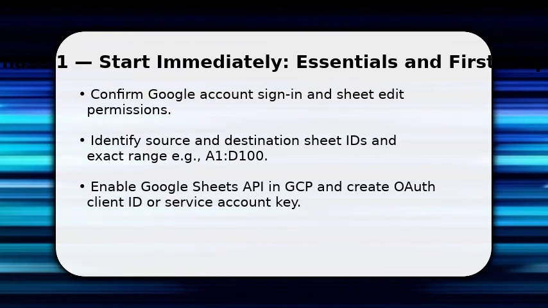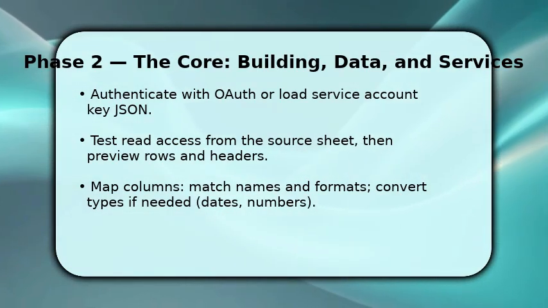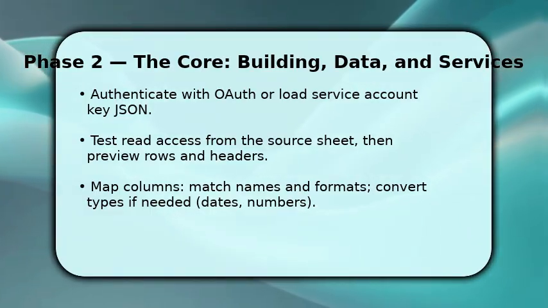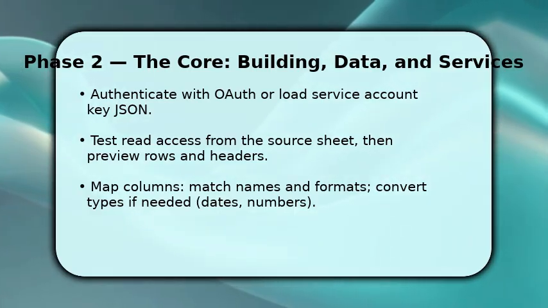Now you authenticate. Use OAuth consent for interactive apps or load the service account JSON for server scripts. Once authenticated, test reading the source sheet to confirm the API returns rows and headers. Preview the data so you can map columns accurately.